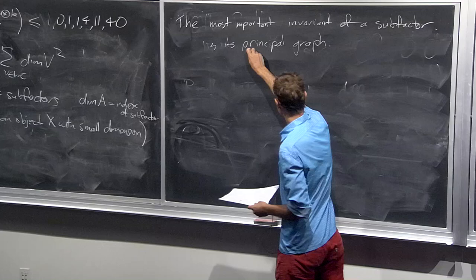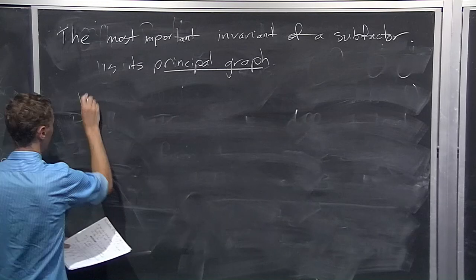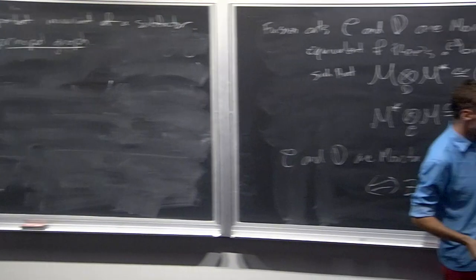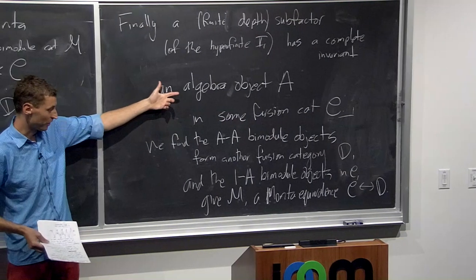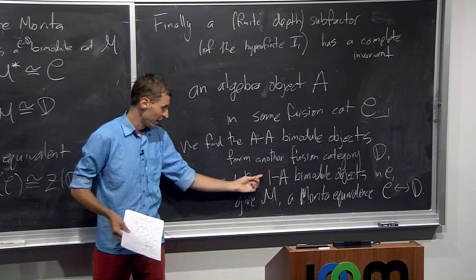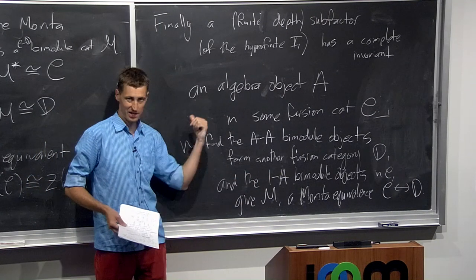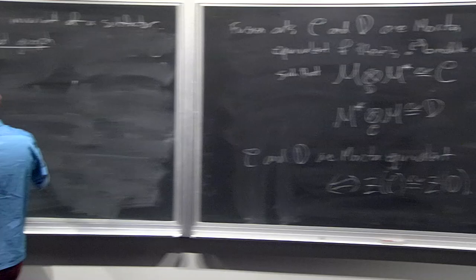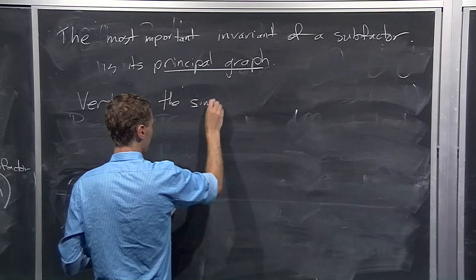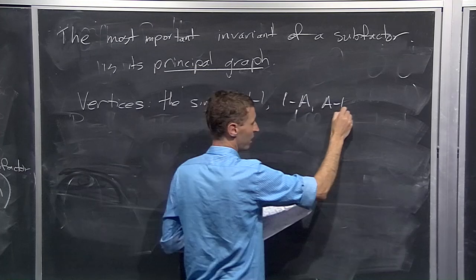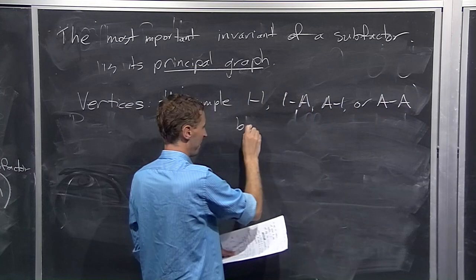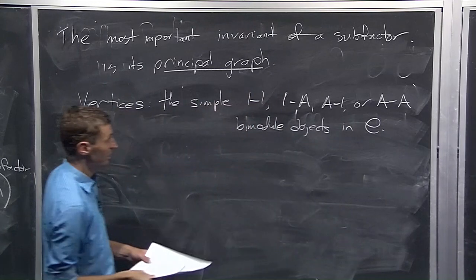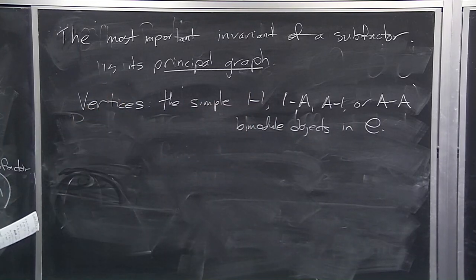So what is this principal graph? Well, it's a graph. It has vertices of four different types. Remember over here, we had this underlying fusion category C. We've got C itself, we've got the 1A bimodule objects, we've got the A1 bimodule objects, which I didn't mention so far, and the AA bimodule objects. So the vertices are the simple 1-1, 1A, A1, or AA bimodule objects in the category C. So it's a four-partite graph. The vertices come in four parts.